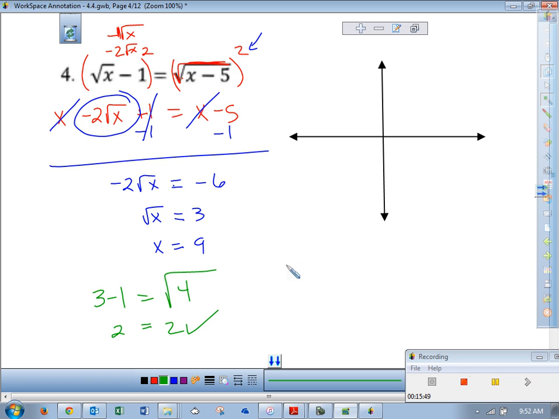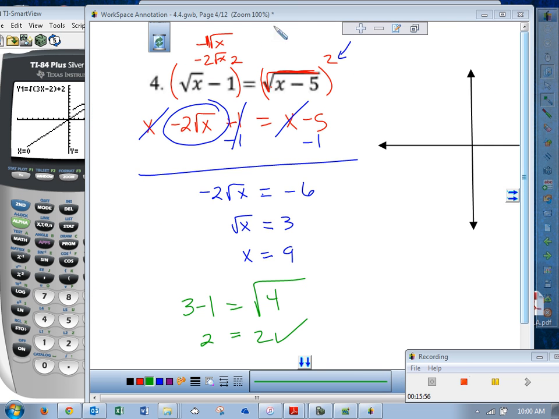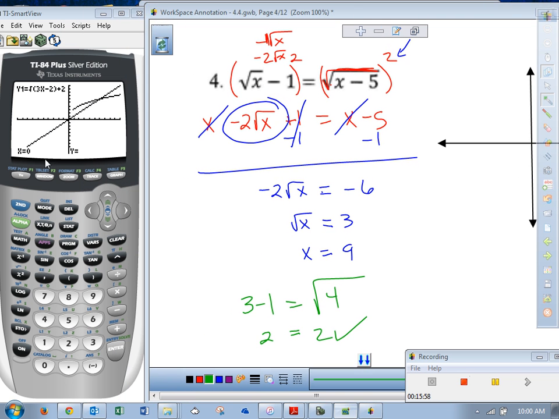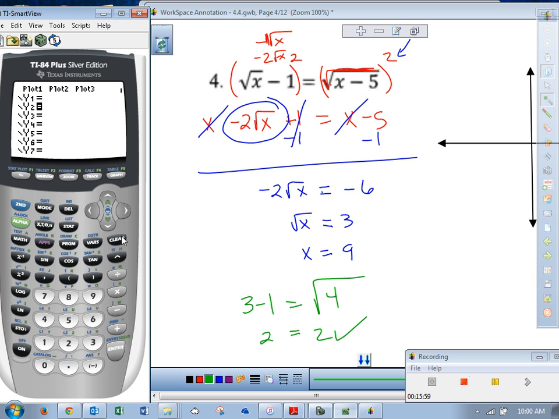Now let's graph them both. It's going to be kind of funny looking. Clear, clear. Second, square root of x. Close those parentheses. Then throw the minus 1 on there.